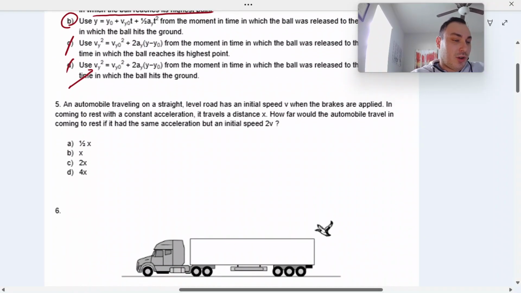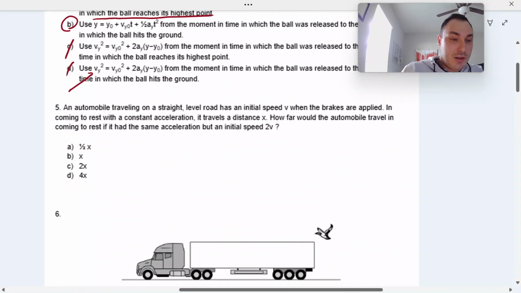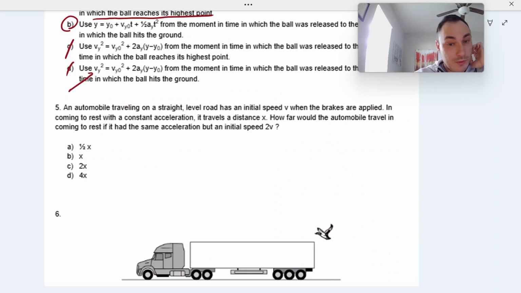An automobile traveling on a straight level road has an initial speed v when the brakes are applied. In coming to rest with a constant acceleration, it travels a distance x. How far will the automobile travel coming to rest if it had the same acceleration but initial speed of 2v? The answer here is 4x. And your intuition probably wants to say 2x, but we're moving twice as fast, so that means we're going to go twice as far. But you're not accounting for the fact that we have acceleration here.